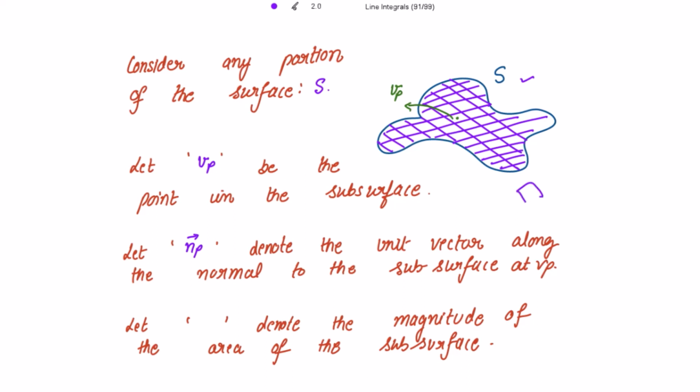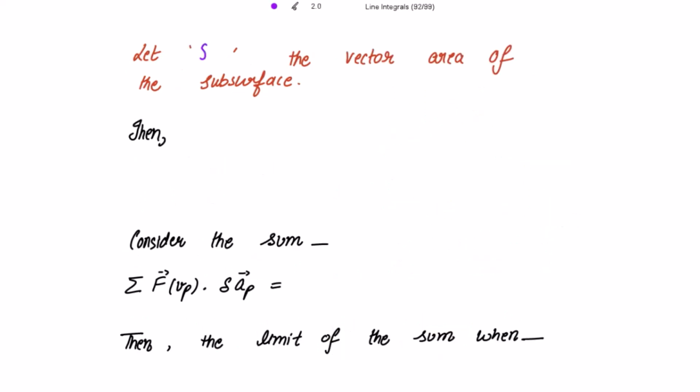Now for this subsurface to which the point VP belongs, let me take the area of this subsurface to be delta SP. So this is the magnitude of the area of the subsurface. Now if I multiply this delta SP with the unit vector, that is NP vector, then I'm getting the vector area of the subsurface. And let me denote this vector area of the subsurface with delta AP.